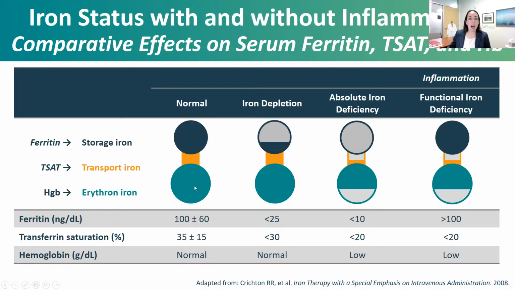So in a normal state, all of these things will be full. All the tanks are full. You have good storage iron, your transport iron is full, delivering everything that it needs. And then the iron within the red blood cells is fully replenished.